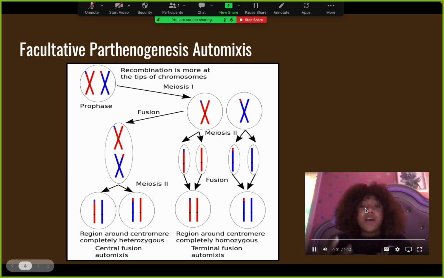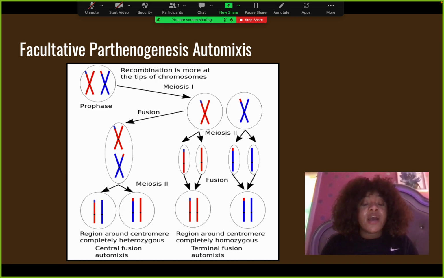Here we have another visual illustration of facultative parthenogenesis automixes. And I kind of mentioned that term automixes earlier and kind of just skimmed past it. I know you're probably like, huh? Here I am explaining that in further detail so we're on the same page. Automix is essentially the process where two haploid gametes from the same meiosis combine.